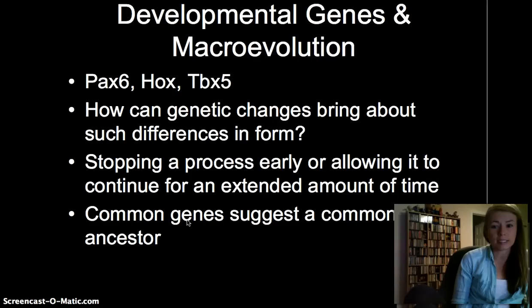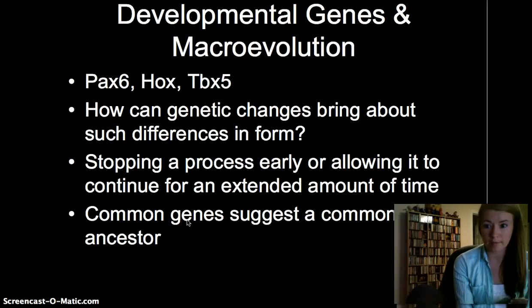And so basically what happens, if we're going to look at it, us compared to chimpanzees, the genes will either stop a process early or allow it to continue for an extended period of time. So that's how developmental genes affect who we are. So there's going to be transcription factors. So if you think about it, we have much longer limbs than a dog.